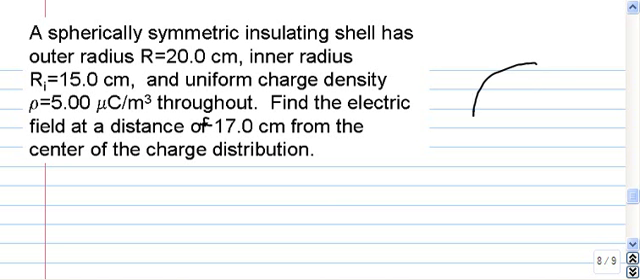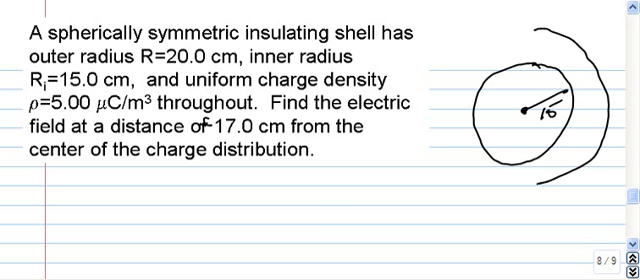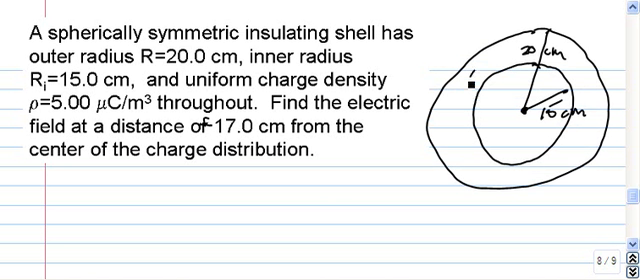ahead and sketch that. So here's the hollow volume, 15 centimeters here. Here's the outer part of the shell, 20 centimeters. And basically this entire region here is filled with charge. We're asked to find the electric field a distance of 17 centimeters from the center.